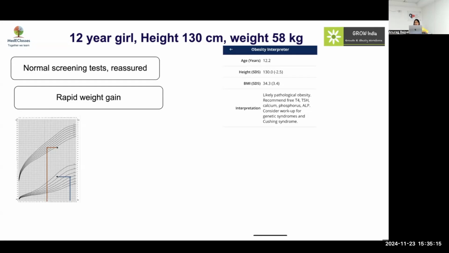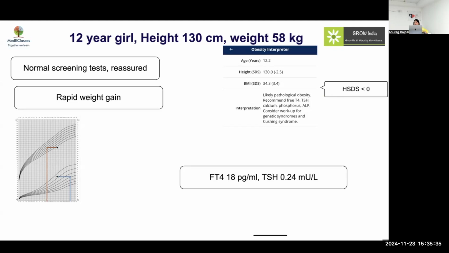And if we see what the obesity interpreter gives us as the result, the BMI SDS is 3.4 and the height SDS is minus 2.5, which clearly indicates the child is short and plump, and the likely diagnosis is pathological obesity. And definitely in these cases, we have to go for the workup.